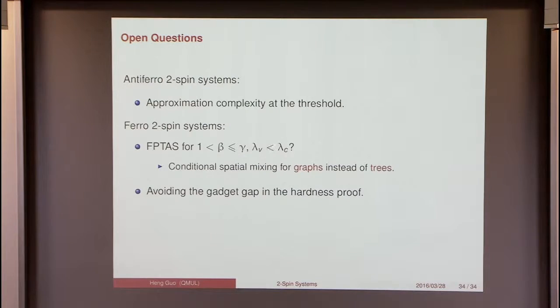And for Ising systems with fields, the question is what happens when beta is larger than 1? Do we have an FPTAS when this condition holds? We conjecture there should be one. We don't know. A less ambitious question is, can we show this conditional spatial mixing for graphs instead of trees? What we show is for trees. For graphs, intuitively, you can pick a spanning tree and add edges. And because the edges favor gamma, whenever you add edges, it should make the decay stronger and stronger. But it's very hard to formalize this intuition. So intuitively it should be true, but we don't know how to prove it.